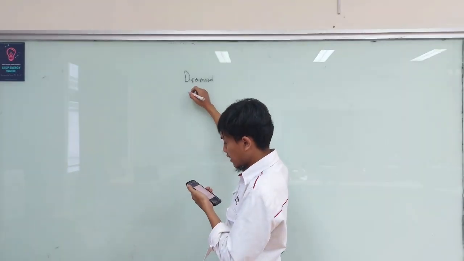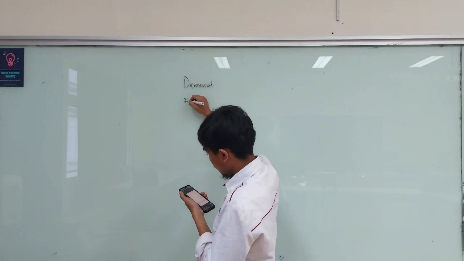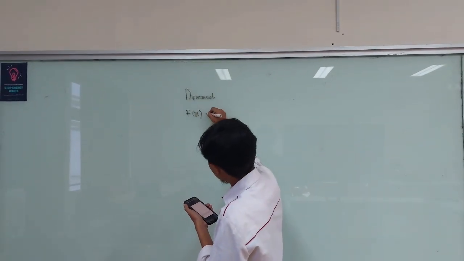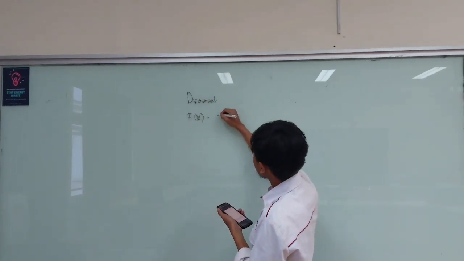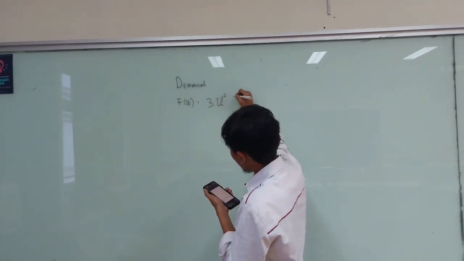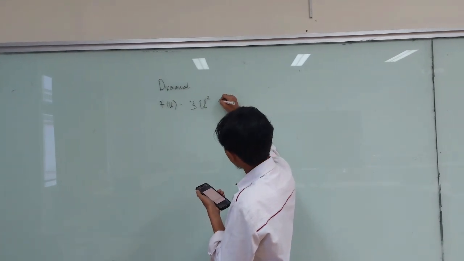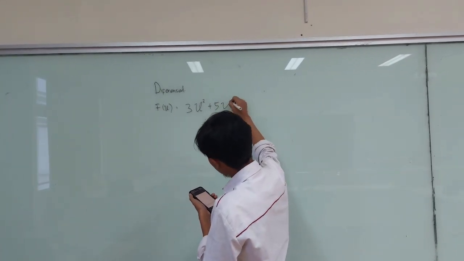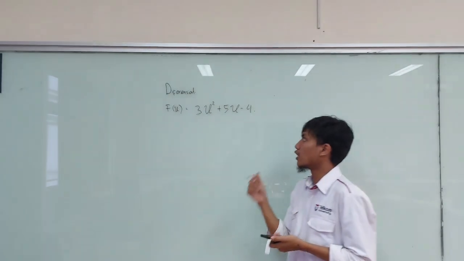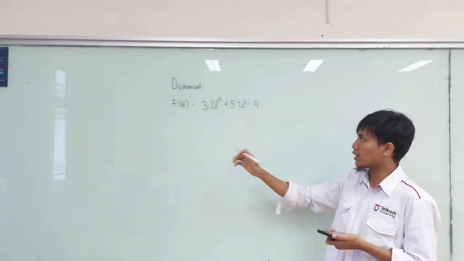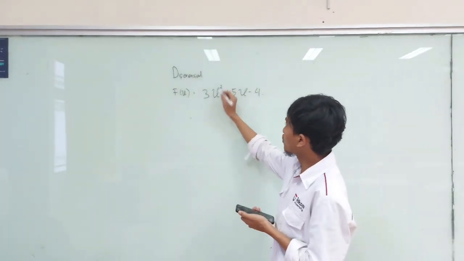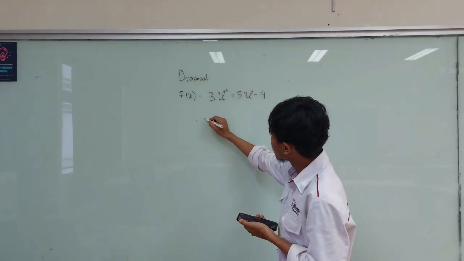For example, there is a function f of x equals 3x squared plus 5x minus 4. How do we make it into a differential? To make it into a differential is simple. Put the 2 beside the 3.